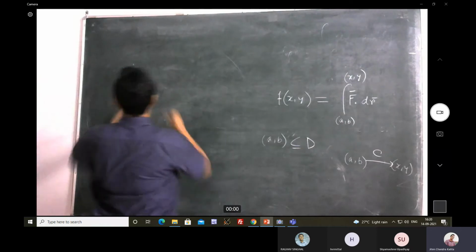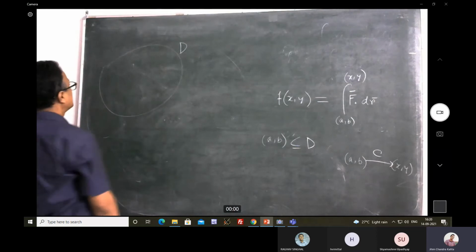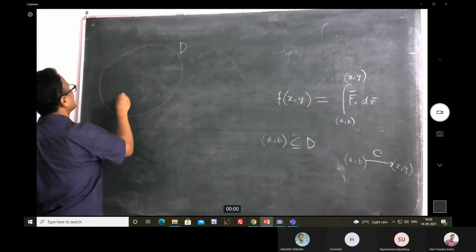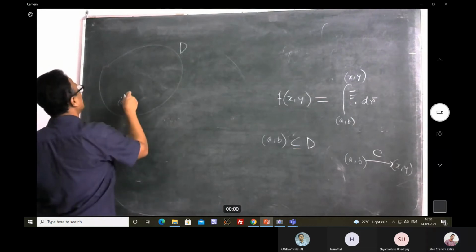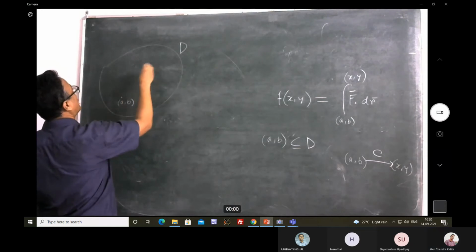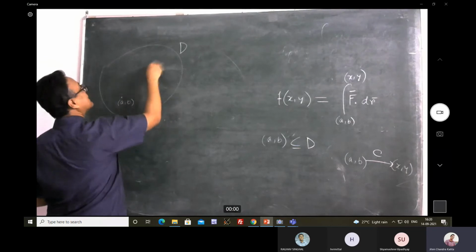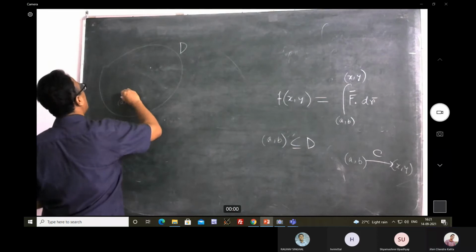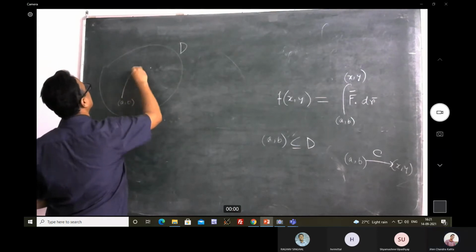Suppose this is your D. Firstly, suppose this is your point (a, b), which entirely lies inside D, and now suppose this is (x, y). I'm going to change something, so what I'm going to do is consider the curve C to be something like this.